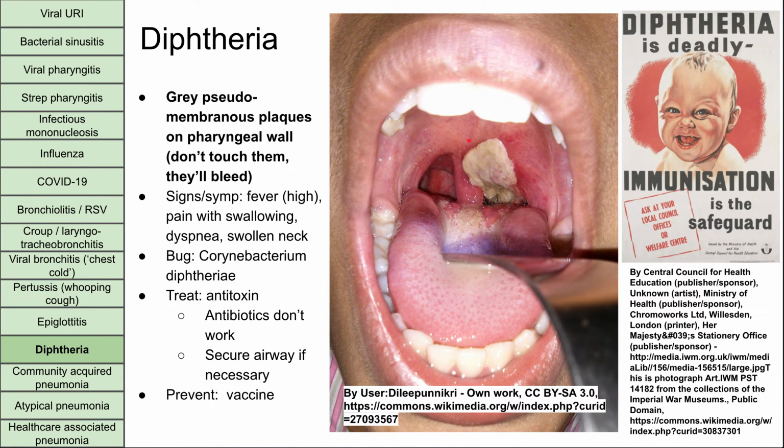These patients usually have a lot of pain when they're swallowing. They can have a pretty high fever, shortness of breath, swollen neck. Pretty sick compared to some of the other diseases. Epiglottitis and diphtheria are much sicker than you would expect somebody with just a viral URI or a viral pharyngitis to be. The treatment here is antitoxin. The antibiotics don't work. You might have to secure the airway if a person isn't able to breathe. If the airway swells up, you might need to intubate.